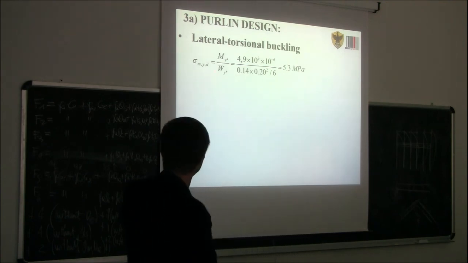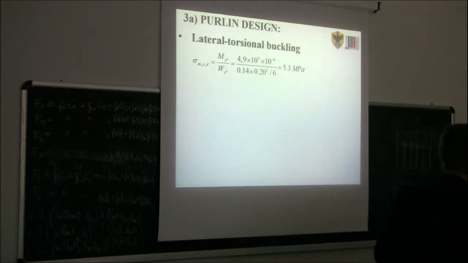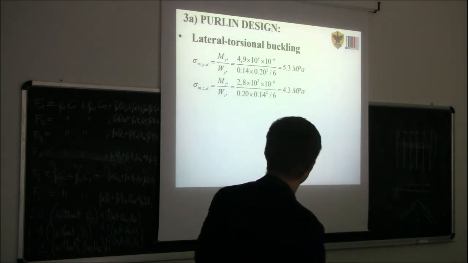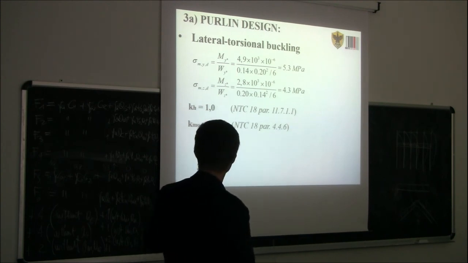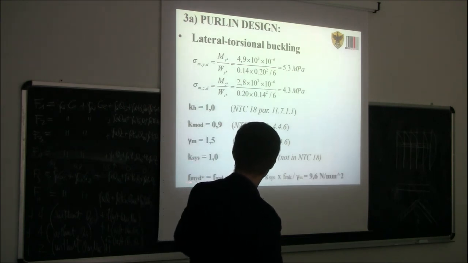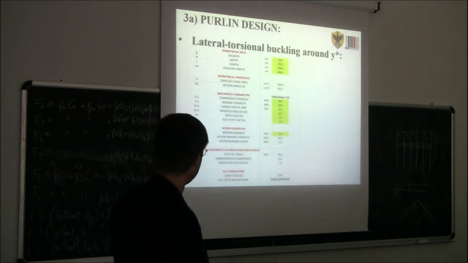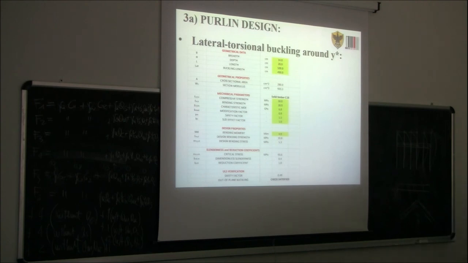Then we calculate sigma MYD, which is the normal bending stress without any buckling, 5.3. Sigma MZD in the other direction, 4.3 megapascal. Then KH1, K mod 0.9, gamma M 1.5, K6 1.0, FMYD 9.6 Newton per square millimeter. And then, of course, the best thing to do here is to implement all the formulas in an Excel spreadsheet.